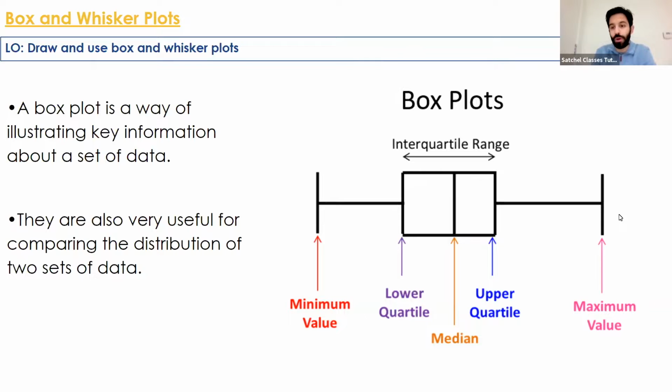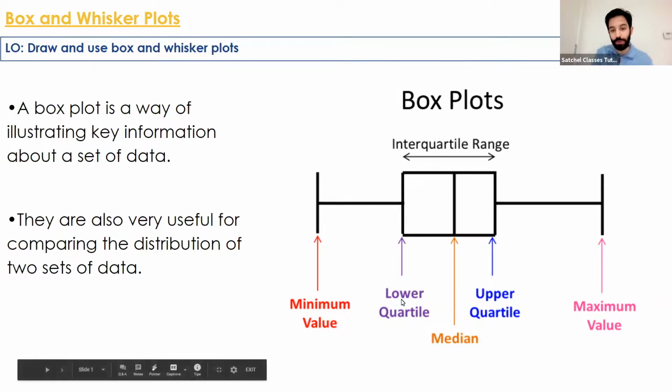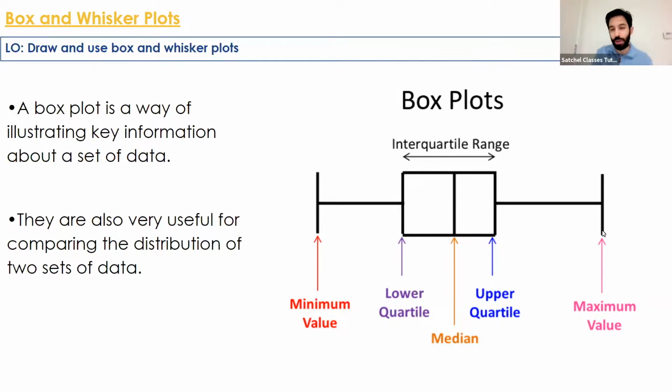Now, this is what a box plot looks like, and the key values that we need from a box plot are the minimum value, the lower quartile, the median, the upper quartile, and the maximum value. So in essence, our data is split up into 4 quarters. So this would be the first quarter, this would be the second quarter, this would be the third quarter, and the fourth quarter. And the interquartile range is essentially the difference between the upper quartile and the lower quartile, and we will discuss this in further detail shortly.